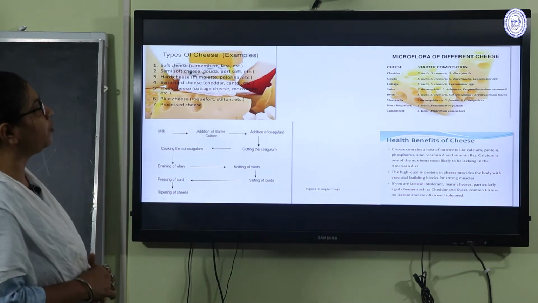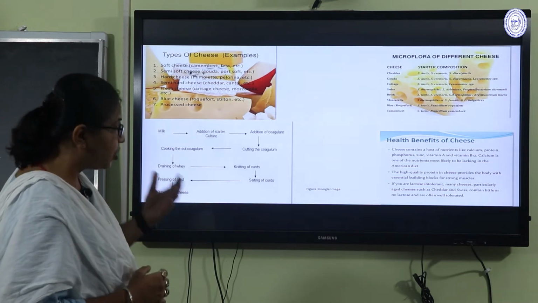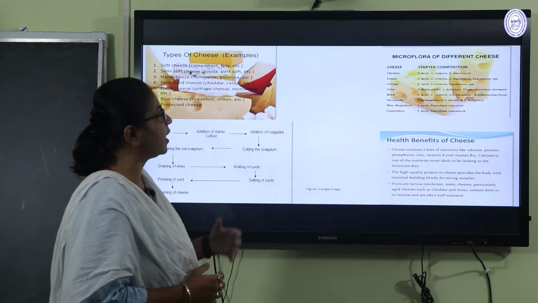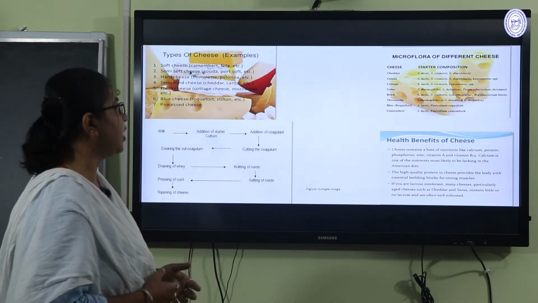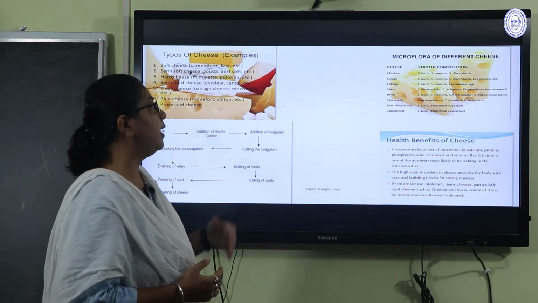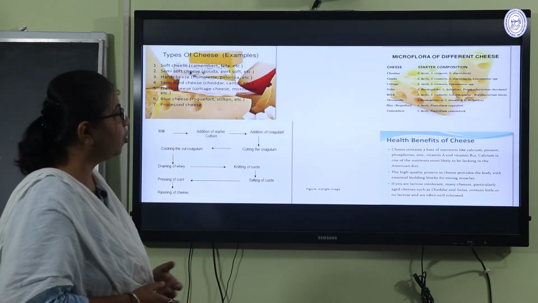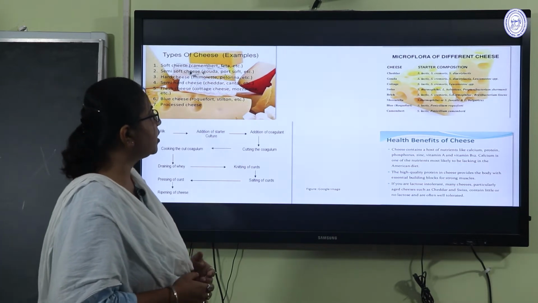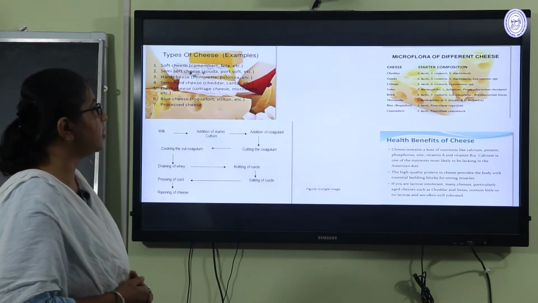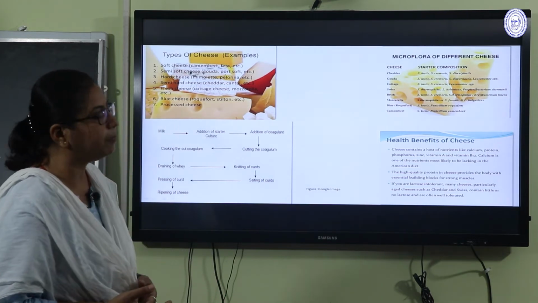So what are the microflora of different cheese? Let us see the cheese and the starter composition. Cheddar has Streptococcus lactis, cremoris, diacetylactis. Gouda has Streptococcus lactis, cremoris, diacetylactis, Leuconostoc. Cottage has Streptococcus lactis, cremoris, Leuconostoc as well. Swiss has Streptococcus thermophilus, Lactobacillus helveticus, Propionibacterium shermanii. Brick has Streptococcus lactis, cremoris, thermophilus, Brevibacterium linens. Mozzarella has Streptococcus thermophilus, S. faecalis, L. bulgaricus. Blue cheese has lactis, Penicillium roqueforti. Camembert has lactis and Penicillium camemberti.